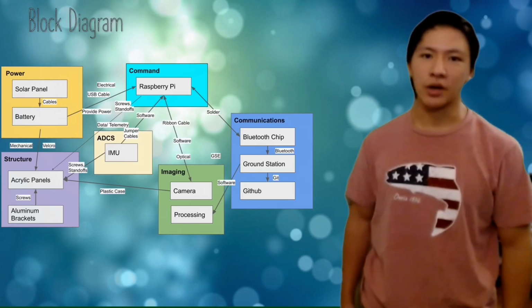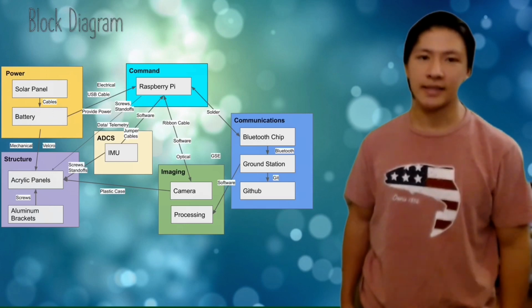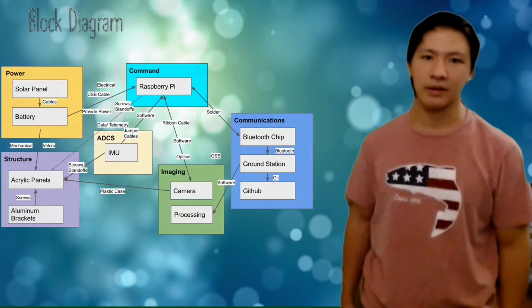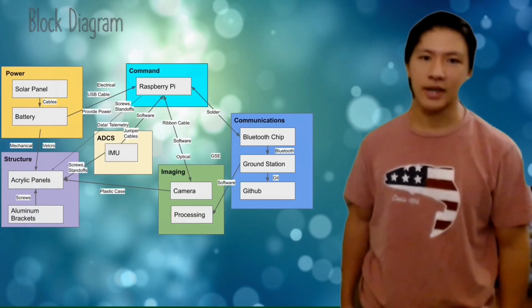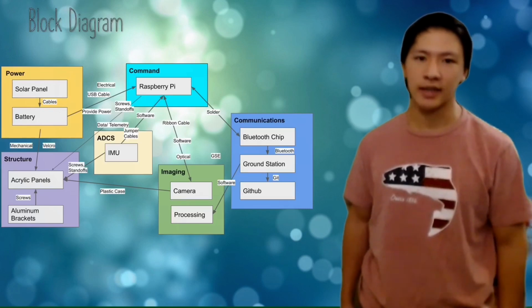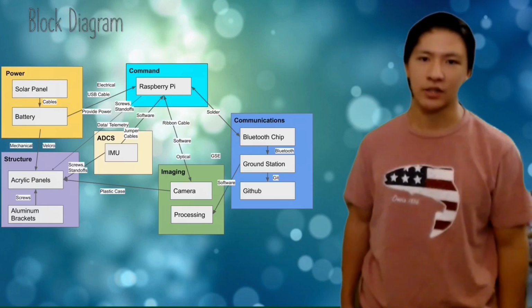The power, command, imaging, and ADCS subsystem all connect to our structural subsystem, which is made up of the acrylic panels and brackets. Finally, we have our comms subsystem, which is connected to our Raspberry Pi via Bluetooth, which also connects to our ground station. Our ground station does image processing and uploads images of plastic to GitHub.